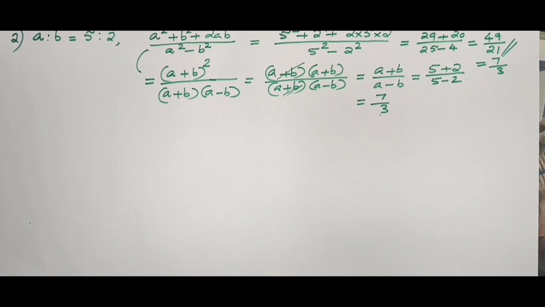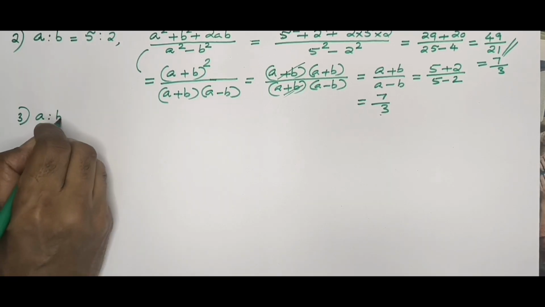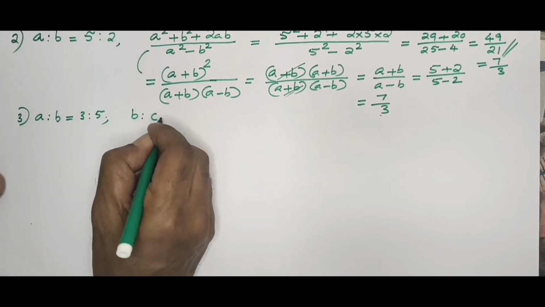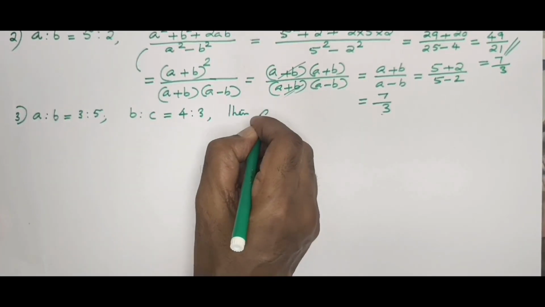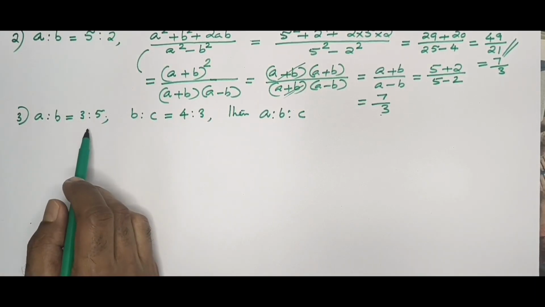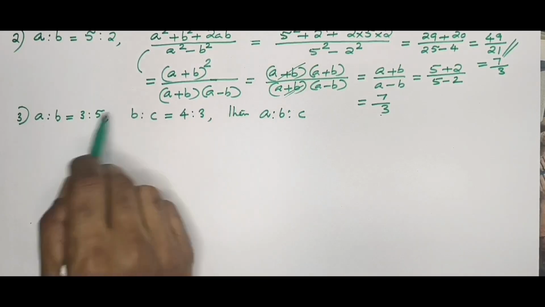Now there is an idea in ratio where you combine 2, 3, 4, any number of ratios into a single ratio. Let me illustrate that with a simple problem. Supposing A is to B equals 3 is to 5, B is to C equals 4 is to 3, then find the value of A is to B is to C. This is what I meant by combining ratios. You are given two separate ratios and then you are finding a single ratio like A is to B is to C, combining these two.